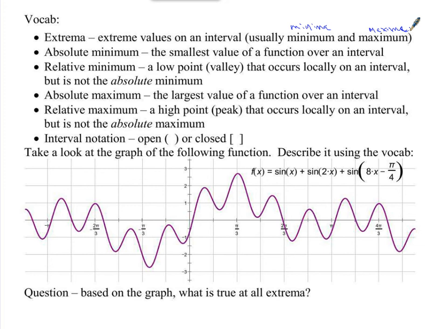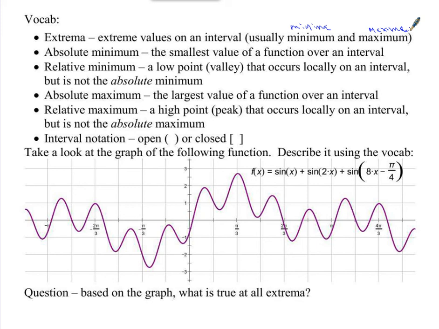The absolute minimum would be the absolute smallest value of a function over some interval. So it's not like over the entire existence of the x number line. It's just over some little interval, potentially. The relative minimum would be just a low point, or a value that occurs locally on an interval, but not the absolute minimum. It can be, it doesn't have to be.